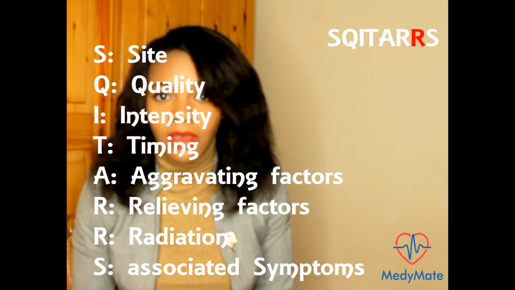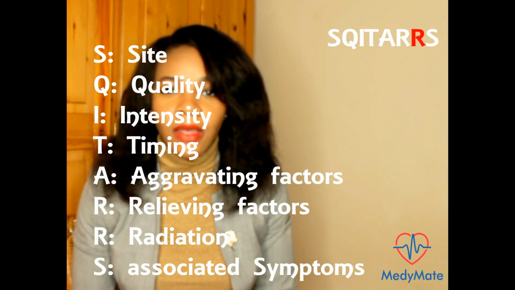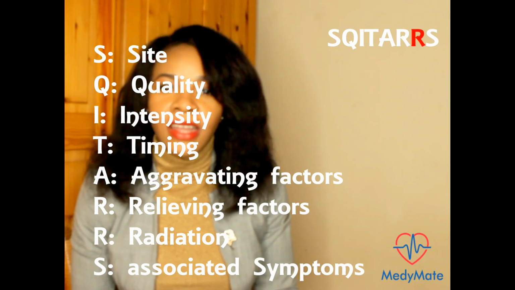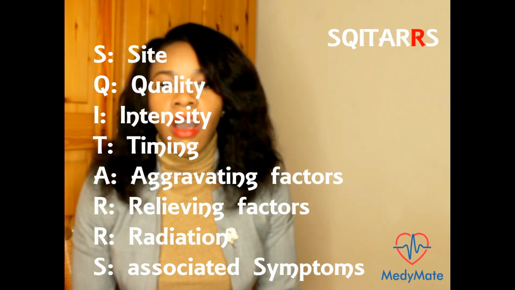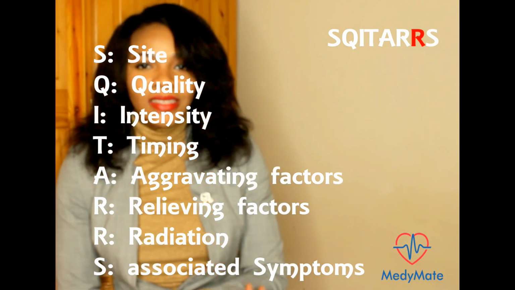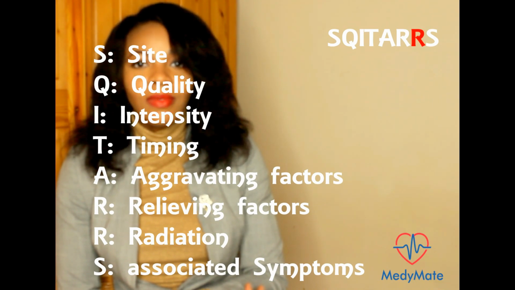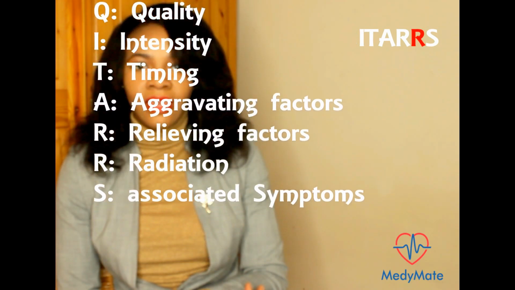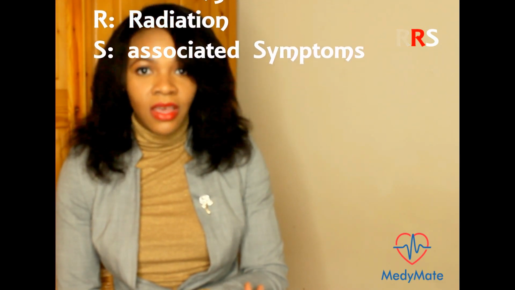T stands for the timing of the pain. When exactly does this pain come about? A is for any aggravating factors that make the pain worse. R is for any relieving factors that make the pain better. The second R is for radiation. Ask if the pain travels or radiates anywhere else. And the last S is for any other associated symptoms that come alongside the pain. This will help you take a detailed pain history for any patient presenting with pain, regardless of where it is.